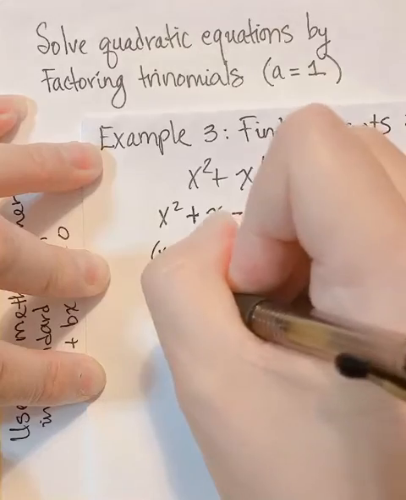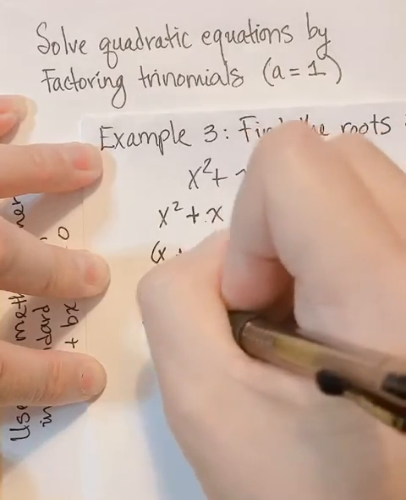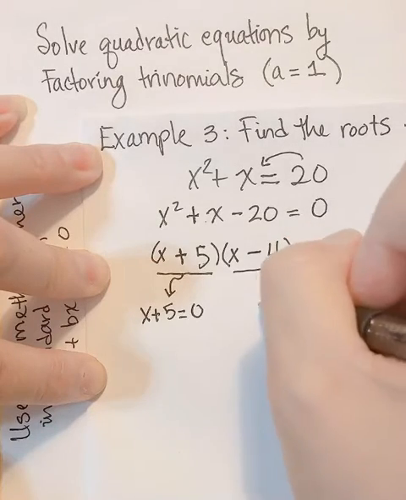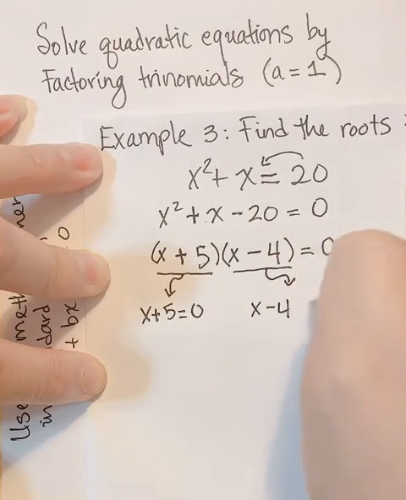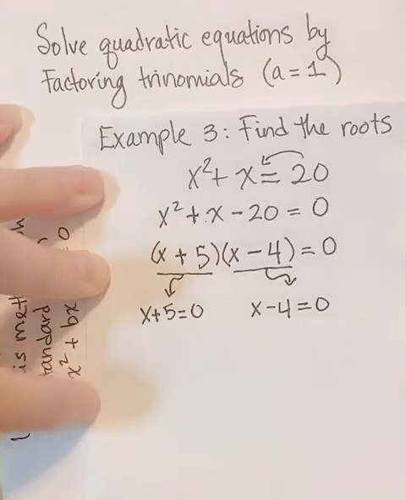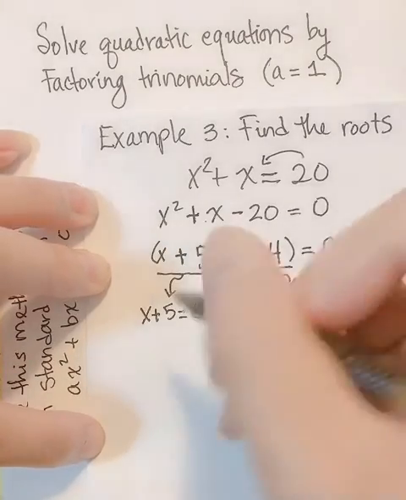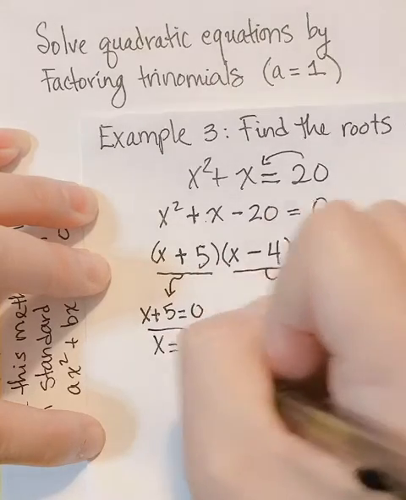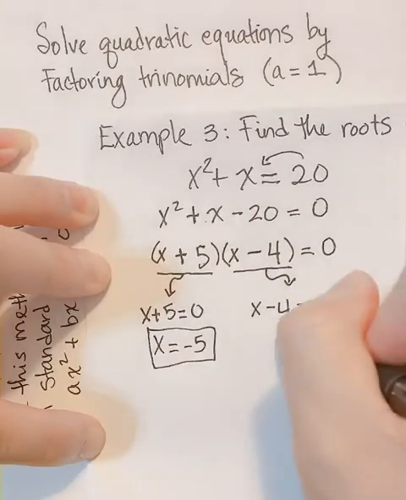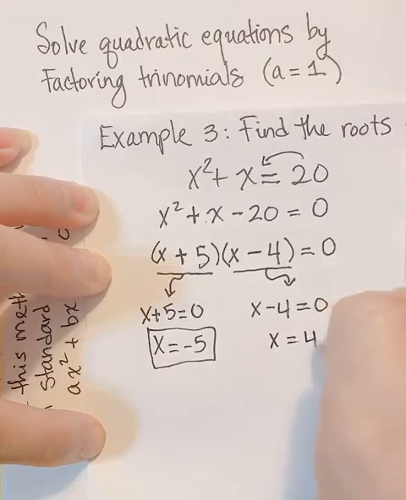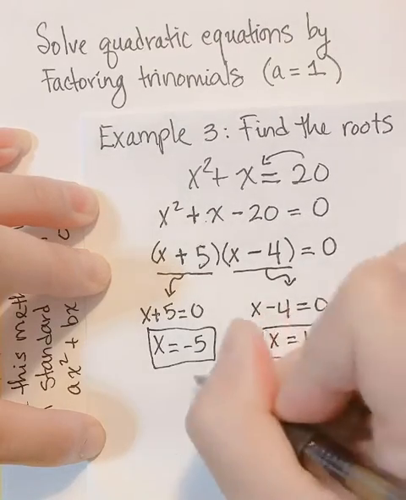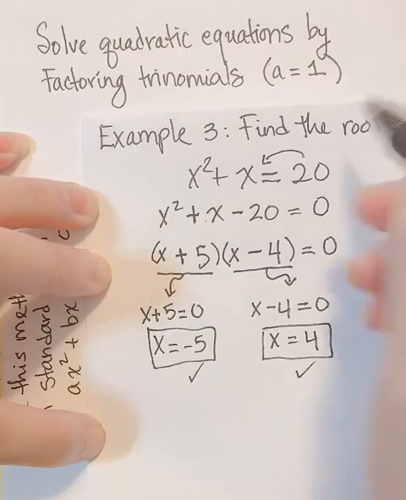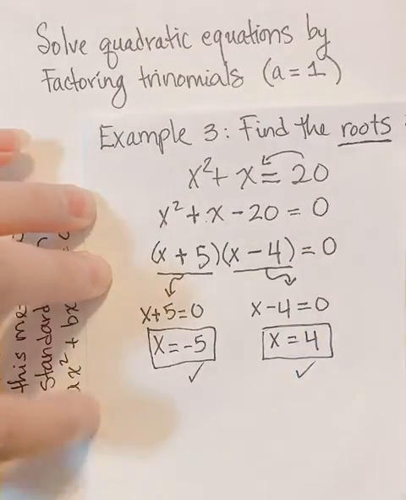Factor 1 is going to be set equal to 0 according to the zero product property. Factor 2 will also be set equal to 0. And you solve these two equations individually so that you get two solutions. For this one, it's simple. x equal to negative 5. Okay, you move the 5 to the other side. And this one, x equal to positive 4. And these are your two solutions for this quadratic equation, also known as the roots, okay?